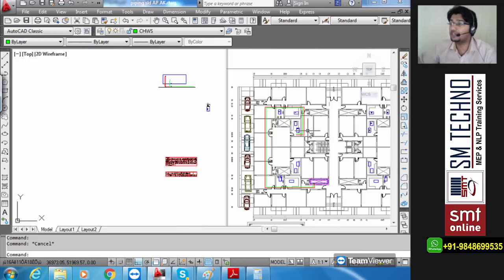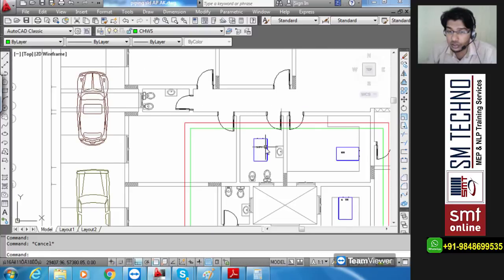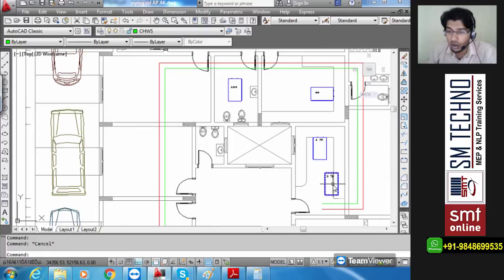Now I'm going to level 2 first rather than directly jumping to level 3. In level 2, considering this particular AHU, suppose I'm going to call this 1, 2, 3, 4. This is the last AHU, number 4. 1, 2, 3, 4. I'm going to start with number 4. So I'm going backward: 4, 3, 2, 1.